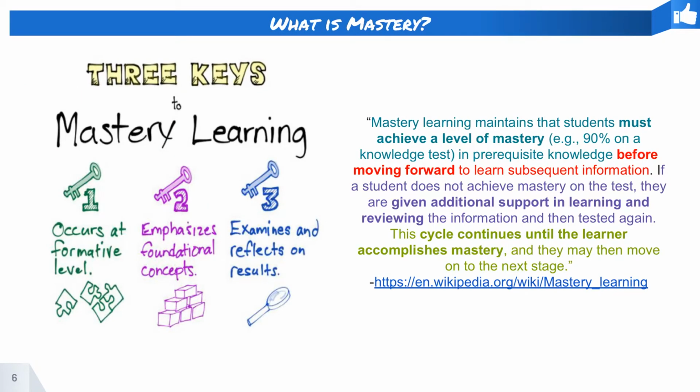So what exactly is mastery? Mastery learning maintains that students must achieve a level of mastery, for example, 90% on a knowledge test, in prerequisite knowledge before moving forward to learn subsequent information. If a student does not achieve mastery on the test, they are given additional support in learning and reviewing the information and then tested again. This cycle continues until the learner accomplishes mastery. Then they may move on to the next stage.